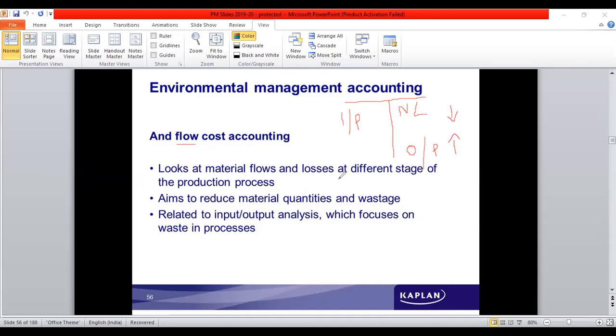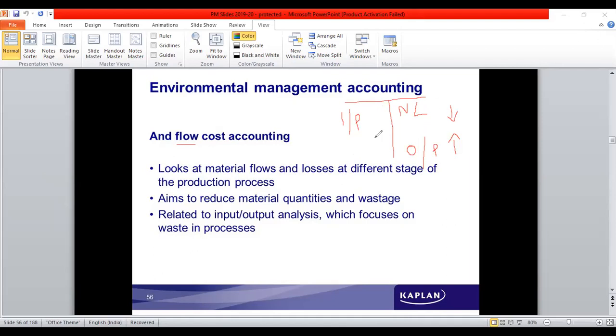So it looks at material flows and losses at different stages of the production process. Then this aims to reduce material quantities and wastages. If the wastages are reduced, the impact will be there on the output. Output can be increased. So related to input output analysis, the extension of flow cost accounting.